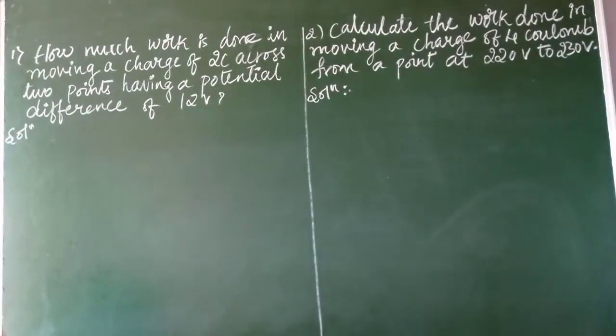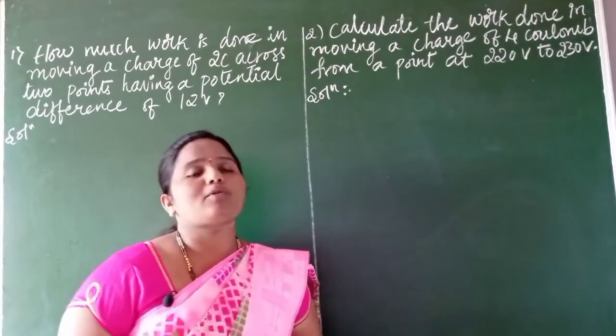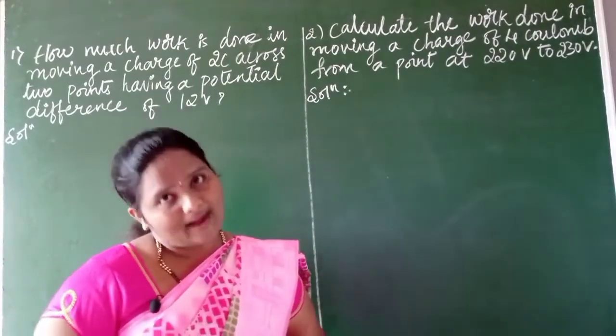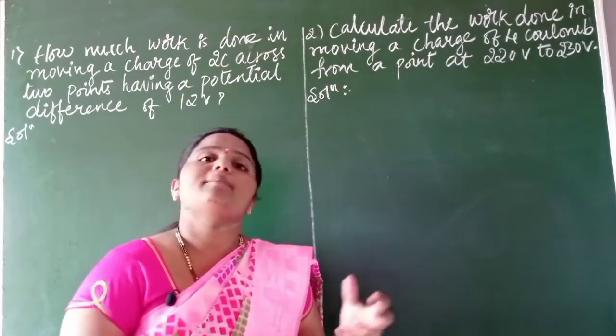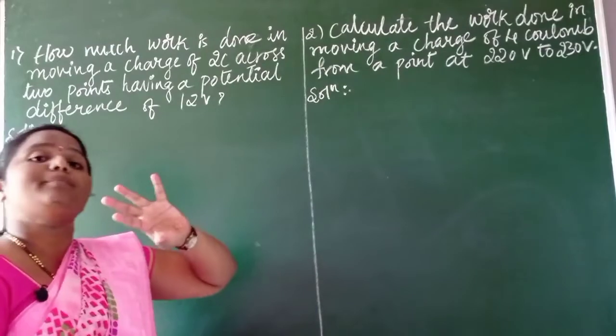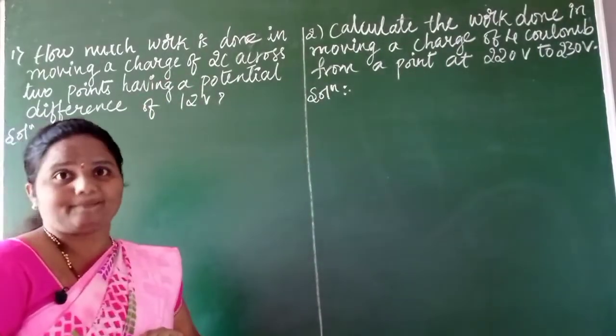How much work is done in moving a charge of 2 coulomb across 2 points having a potential difference of 12 volts? See children, whenever you are solving any problem, its related formula should come into your mind, isn't it? Then only you are able to solve that. And also you have to read the question properly, children. You have to understand what the given things are first, isn't it?